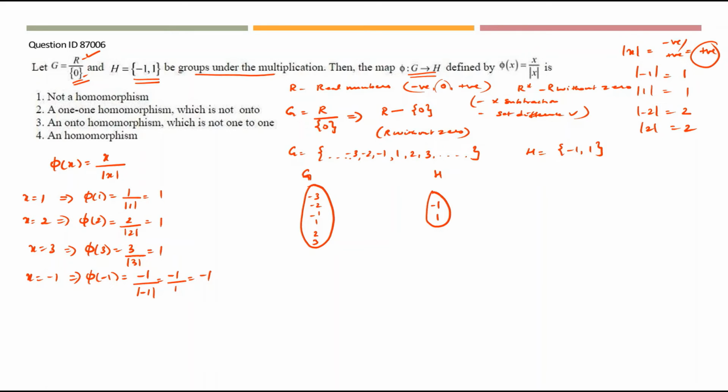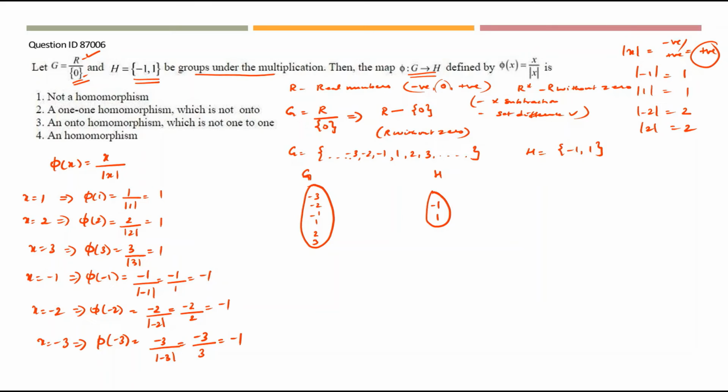Can you understand? Actually, if you don't have modulus, you can just cancel them and say it is 1. But since you have modulus in the denominator, you have to convert it into a positive number and then take the division. Now when x is equal to minus 2, phi of minus 2 is equal to minus 2 divided by modulus of minus 2, and minus 2 by 2 will give again minus 1. Then x is equal to minus 3. Till 3 we can go for both positive and negative to check this. So phi of minus 3 will be minus 3 divided by modulus of minus 3, which is equal to minus 3 divided by 3 and again minus 1.